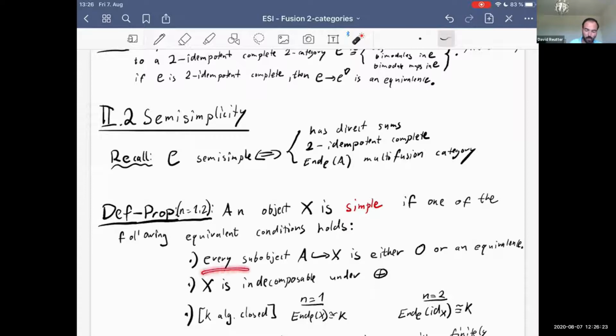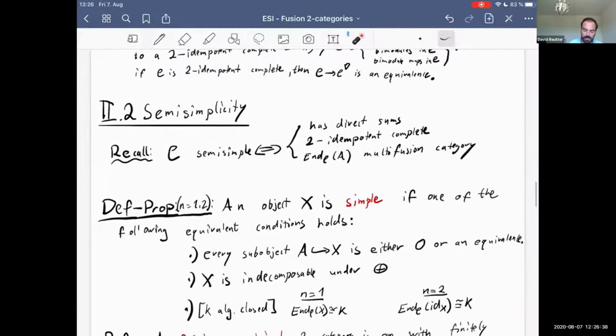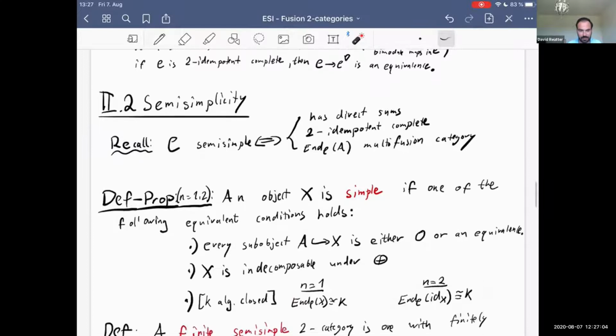So the historical one is to say an object is simple if every sub-object is either 0 or an equivalence. Alternatively, you could say an object in a semisimple k-linear category or 2 category is simple if it's indecomposable under direct sums. Or, in this case that we're working with an algebraically closed field, as I said, an object in the n=1 case is simple if its endomorphisms are just the ground field. And in our setting, an object is simple if and only if the endomorphisms of the identity 1 morphism, so the endomorphism 2 morphisms of the identity 1 morphism, which is now again just an algebra, is the ground field. So this is the notion of simplicity.